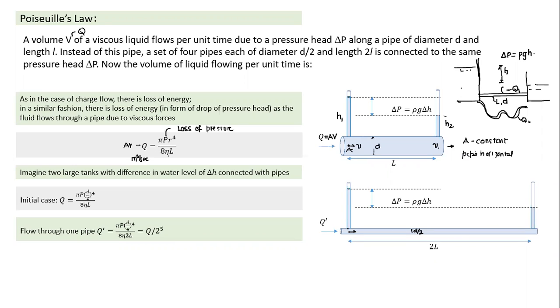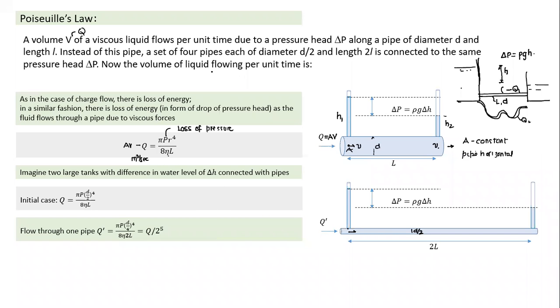So P has remained the same. Diameter has become D by 4 raised to power 4, 8 eta, and in place of L, it has become 2L. So the only thing that has happened is, it is 2 to power 4 in the denominator for the radius and another 2 in the denominator for the length. So it is Q divided by 2 to power 5. That's the flow rate through one pipe. So if I make the diameter of the pipe half and the length of the pipe double, the flow rate will drop by a factor of 2 to power 5. That will become smaller. That's the effect of this r to power 4 term here.